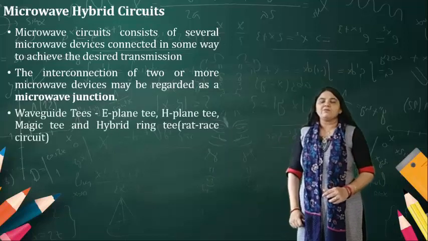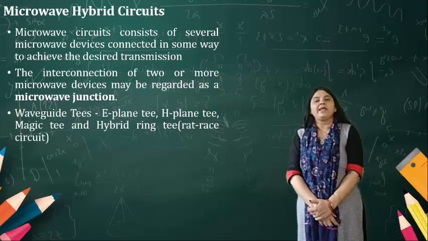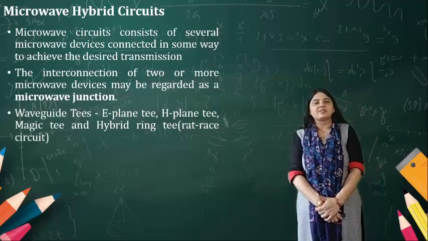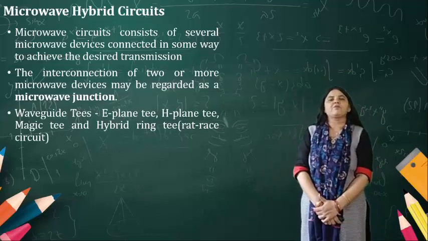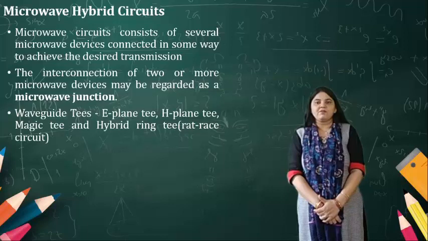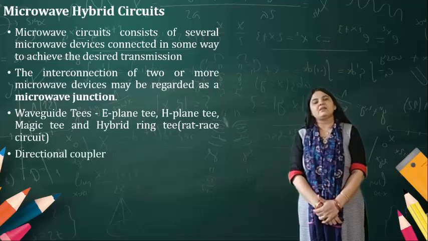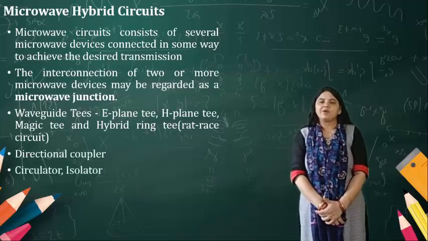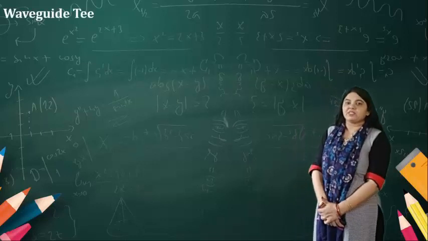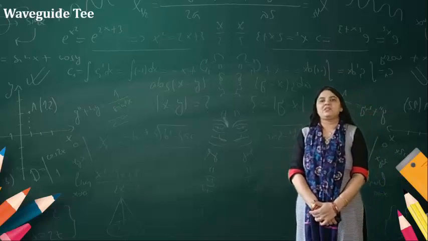So now we have the waveguide T's, and we will learn about them. In that we will learn about the E-plane T, H-plane T, magic T, and hybrid ring T, whose other name is the rat race circuit. Then we will move forward to learn about other components: directional coupler, power divider, circulator, isolator, waveguide twist, and waveguide bend. So these all are microwave passive components.